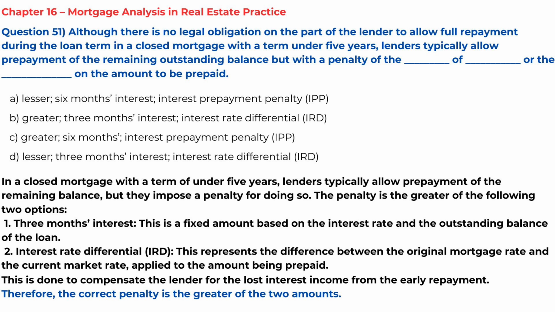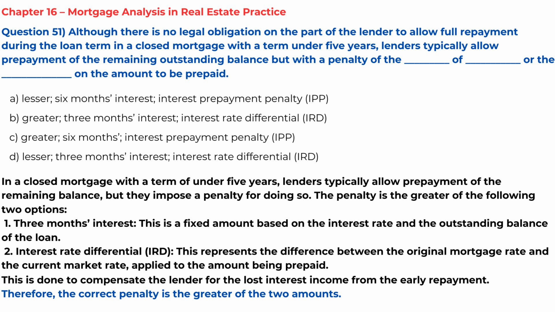Question 51. Although there is no legal obligation on the part of the lender to allow full repayment during the loan term in a closed mortgage with a term under 5 years, lenders typically allow prepayment of the remaining outstanding balance, but with a penalty of the blank of blank or the blank on the amount to be prepaid. In a closed mortgage with a term of under 5 years, lenders typically allow prepayment of the remaining balance, but they impose a penalty for doing so.